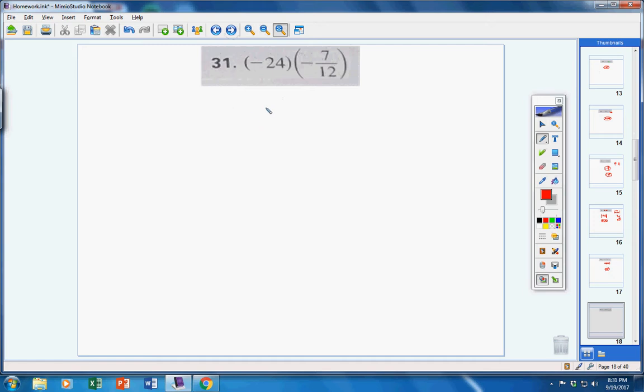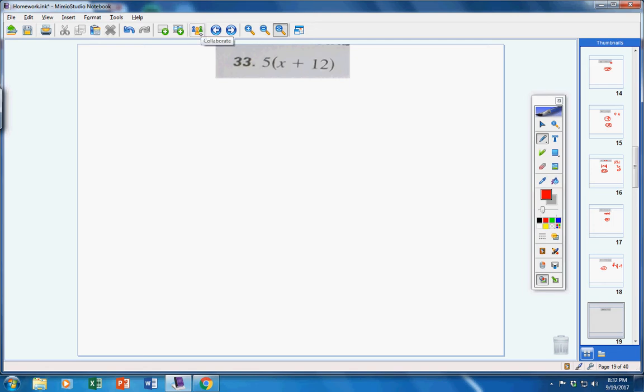Alright, moving on to number 31. A negative times a negative is positive. And we have 24 over 1 times 7 over 12. Your 12 would cancel, and your 24 2 times. 2 times 7 is 14. 1 times 1 is 1. And 14 over 1 is 14. Alright? Okay, next section.